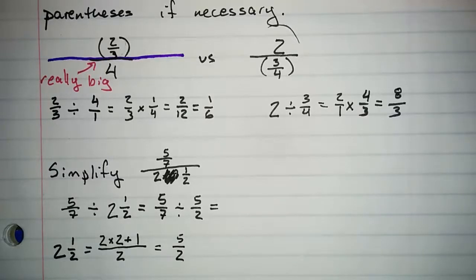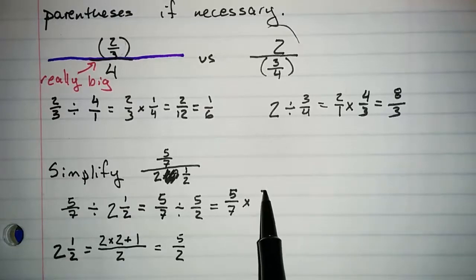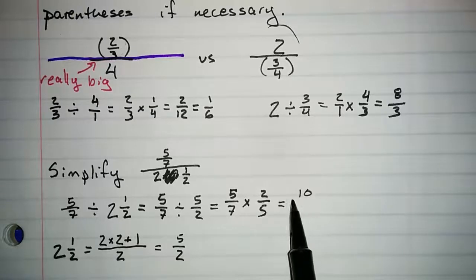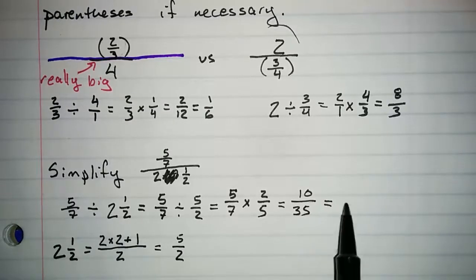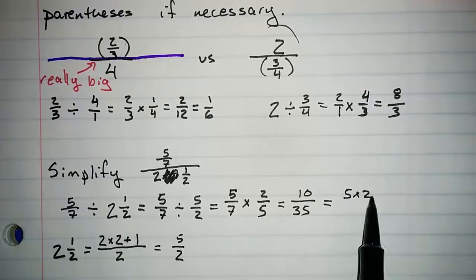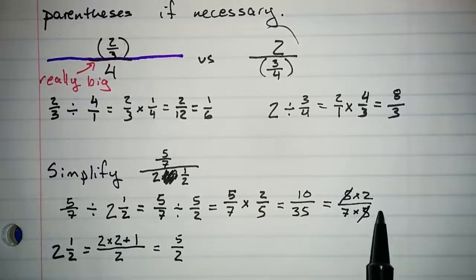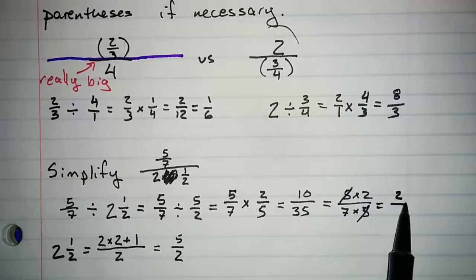Now we can rewrite this as multiplication. We have 5/7 times 2/5. And now, if you chose to multiply these just straight across, you might get 10/35. Or maybe you noticed that in fact we have 5 times 2 over 7 times 5, and the common factor of 5 cancels, leaving us with the fraction 2/7.